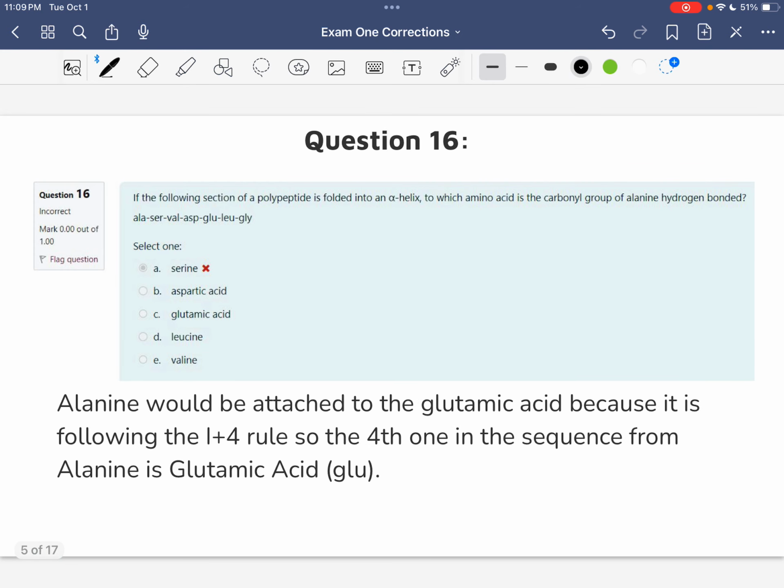Up here, I forgot about the i+4 rule, so we start with our initial, 1, 2, 3, 4. So this glutamic acid should be our correct answer, this letter C.